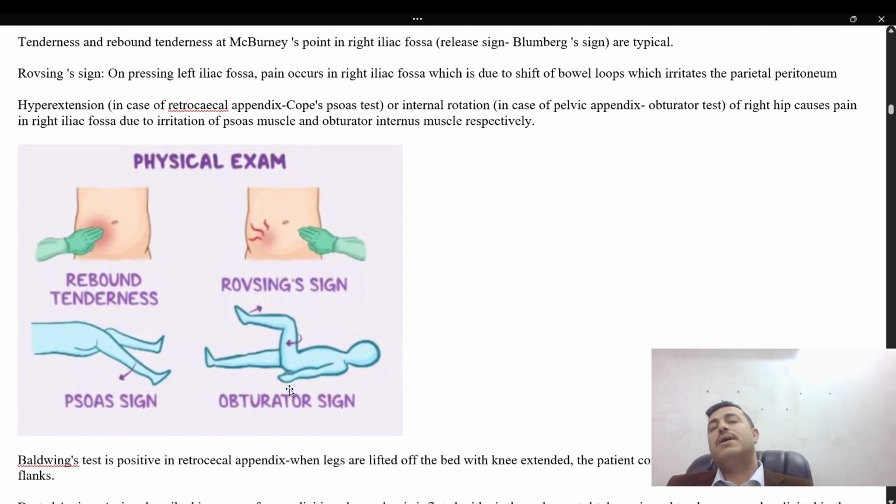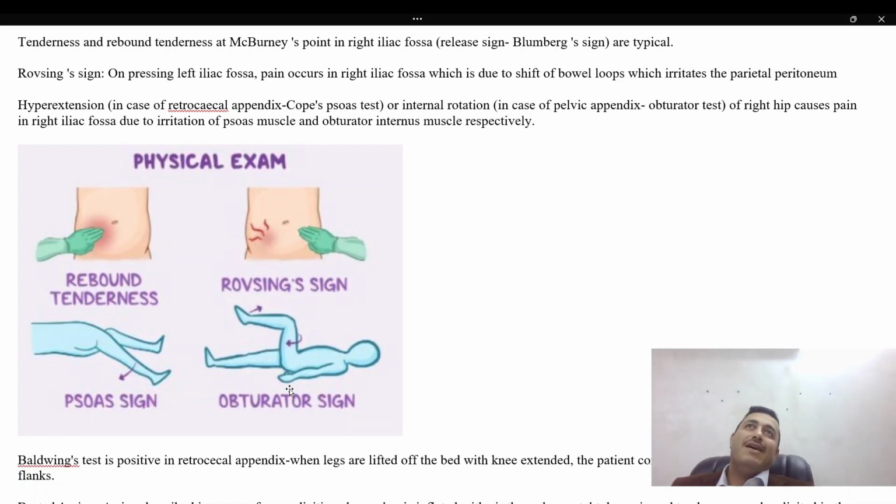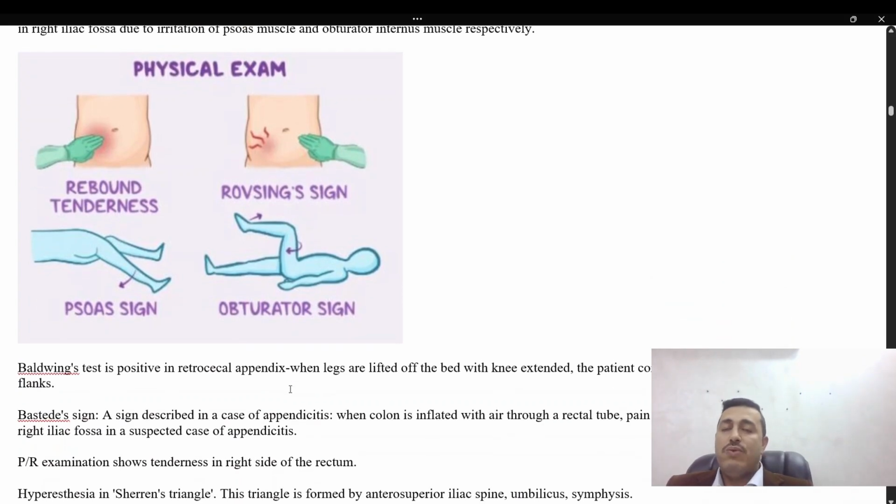If we want to talk about the signs, we will not finish. There are actually hundreds, a lot of signs of appendicitis. So the matter is not to know all of them. These are the most important signs, and we will see now how we can diagnose appendicitis according to the Alvarado classification system.